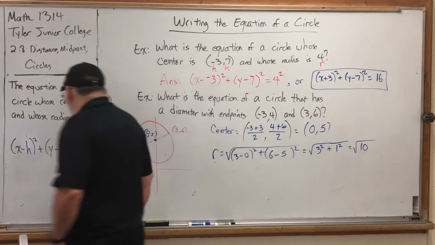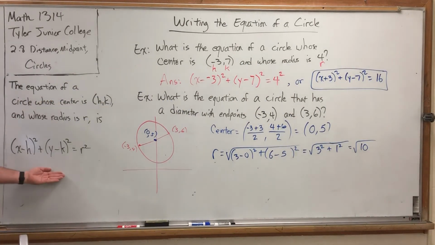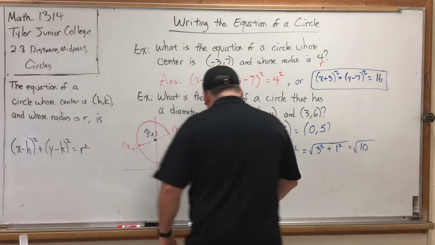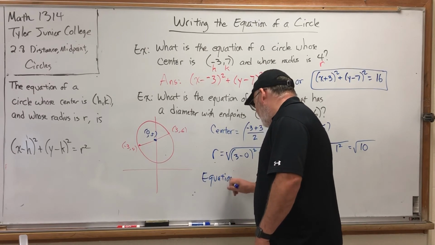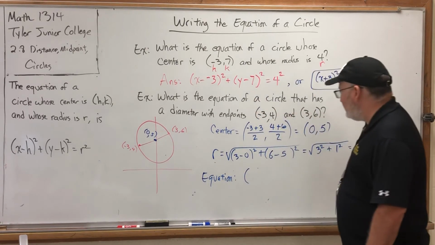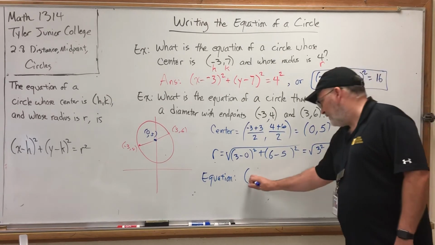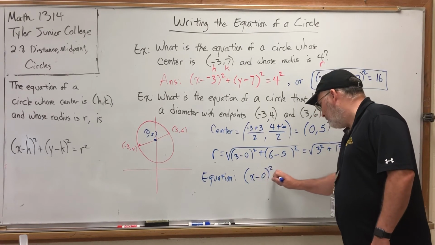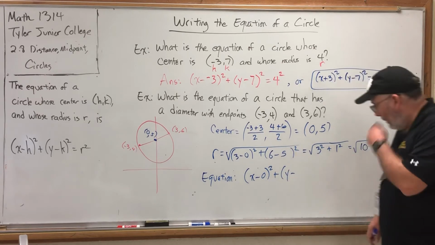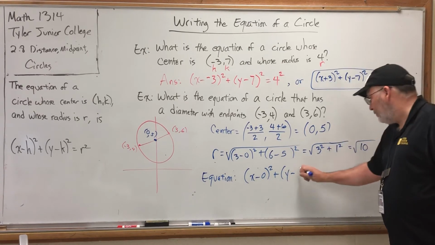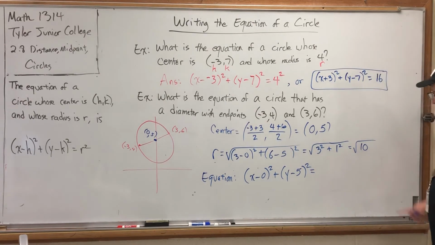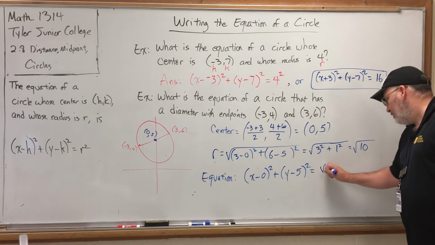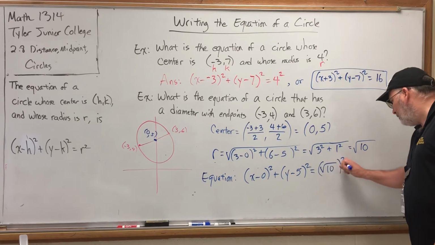But we're not done because we're building the equation of a circle, which requires a center and a radius, both of which we now have. So what's our equation? x minus the x-coordinate of the center, so x minus 0 squared, plus y minus the y-coordinate of the center, so y minus 5 squared, equals the radius squared, so the square root of 10 squared.